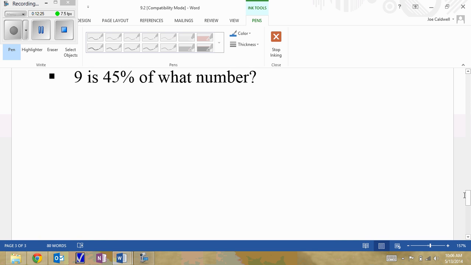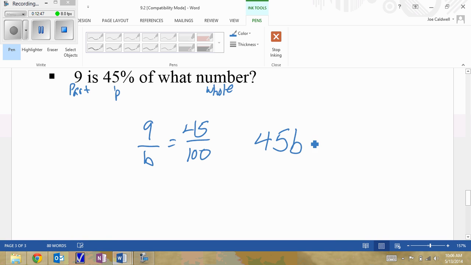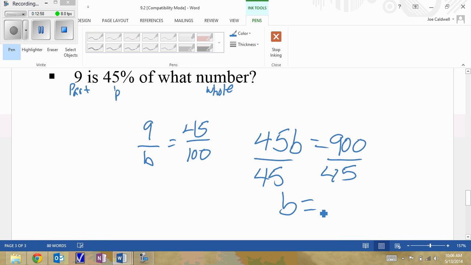And our last, again, part, it helps me to label here our percentage and our whole for our base. So again, 9 over b equals 45 over 100. 45b, and again, I like to use cross products. Divide both sides by 45. Hopefully you're getting the routine by now. And if you take 900 divided by 45, you get 20.